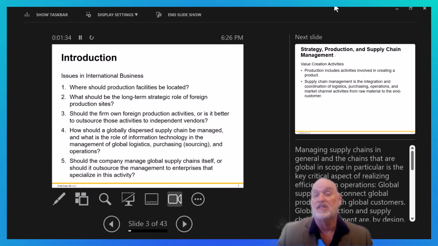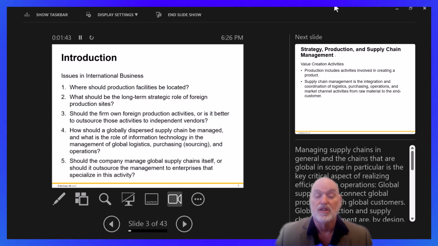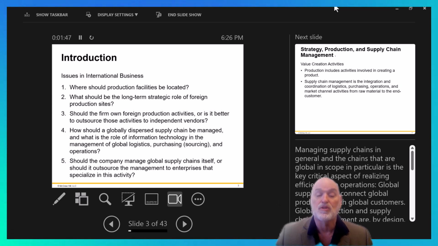Introduction: Issues in international business. 1. Where should production facilities be located? 2. What should be the long-term strategic role of foreign production sites? 3. Should the firm own foreign production activities, or is it better to outsource those activities to independent vendors?